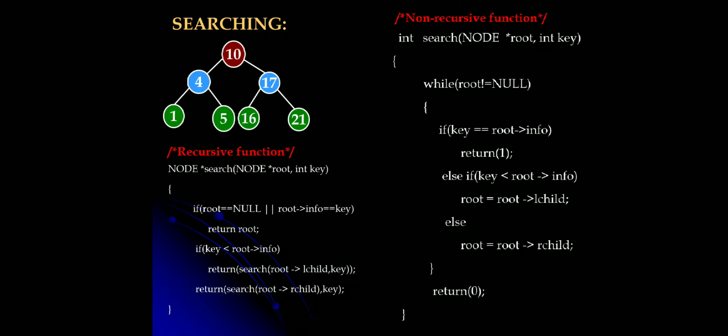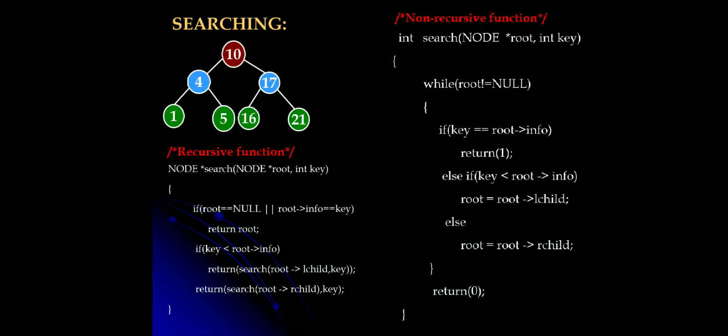Coming to the recursive function, the return type is node star search. This is the name of the function and it receives two arguments, the address of the root node and the key element to be searched for. Two base cases we have written: if root is null or if root of info is equal to key, that is, both for failure and success, what we are returning is the root node address.